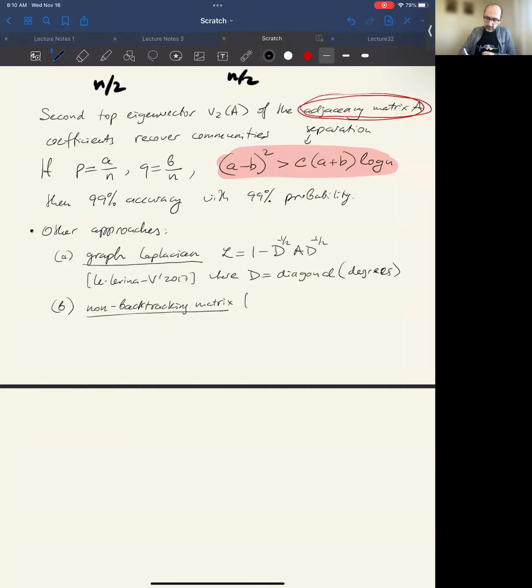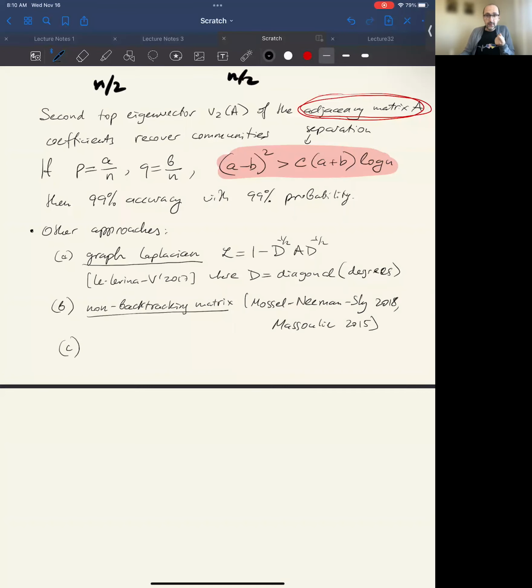So this non-backtracking matrix is due to Massoulié, who is our speaker on Tuesday actually. Mossel, Neeman and Sly, and Massoulié, 2015, around the same time.